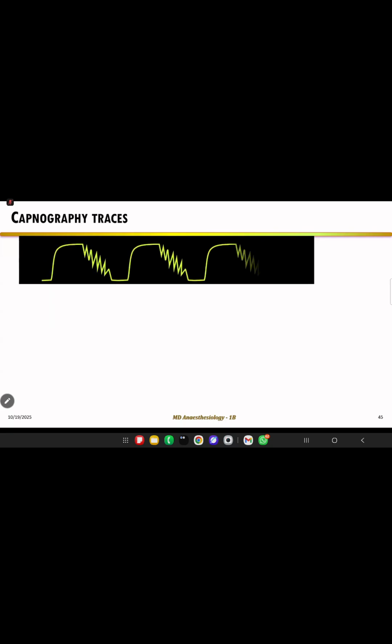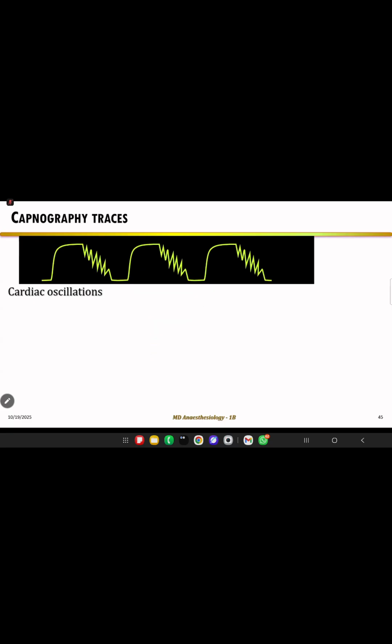What is this called? So they are called the cardiac oscillations. So yeah, basically you will see these things in small children, when the cardiac oscillations represent the respiratory gas oscillations. Right. So any questions?